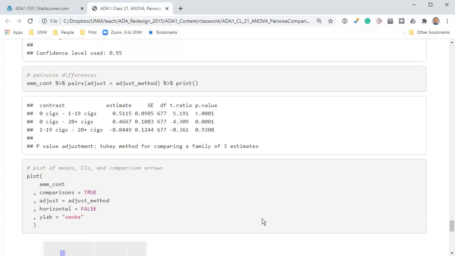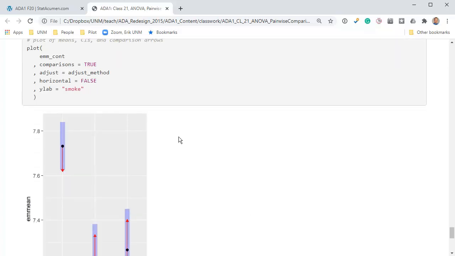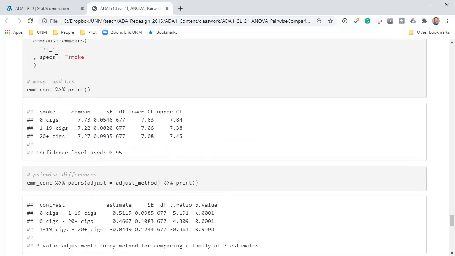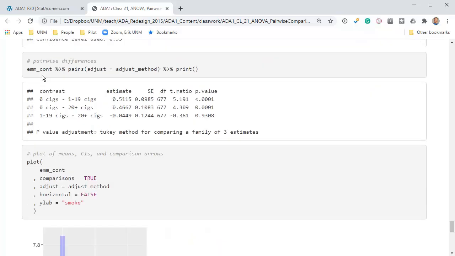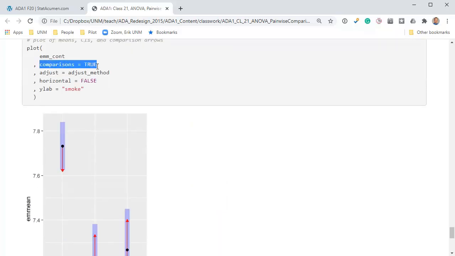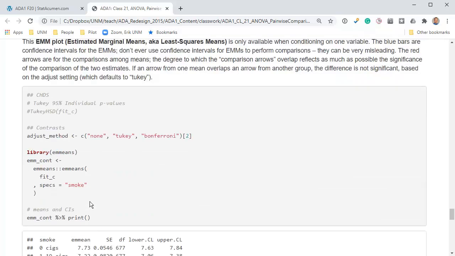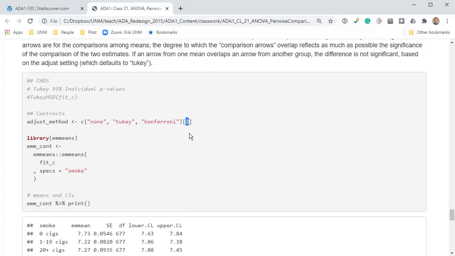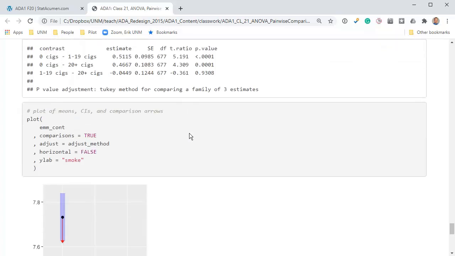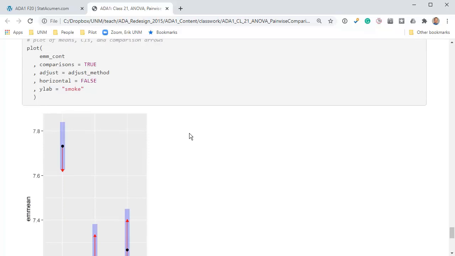All right, finally, we can also create a plot. And I really, really like this plot. We put in the emm_cont, that's what we created initially, the contrasts. And we're going to say comparisons equals true. I think that puts in the red arrows. The adjustment method is the Tukey method. And so this is another handy reason why I should create a variable like this, because I used it both in the pairs function and in the plot function. So if you change it in one place up here, then it changes it for all of your inference. You can't accidentally forget to change it everywhere.